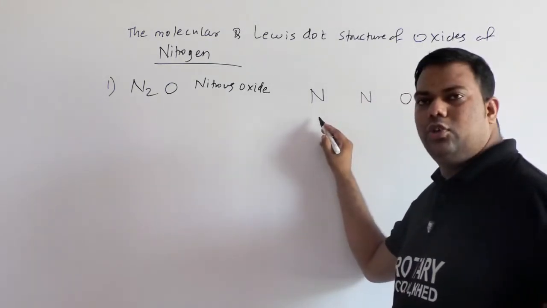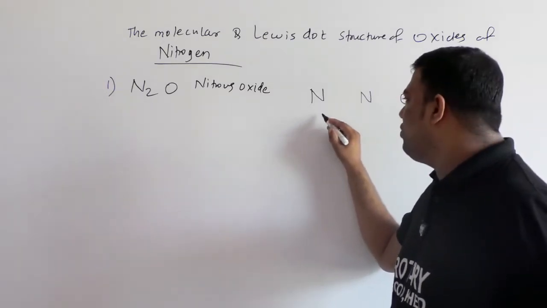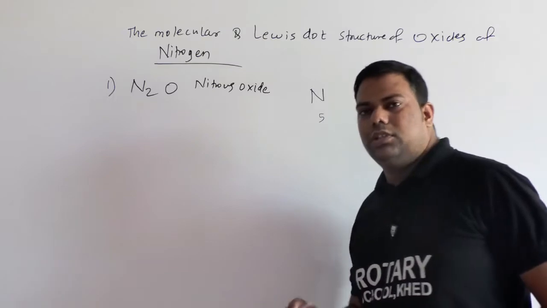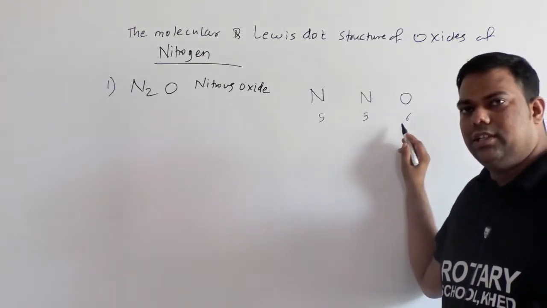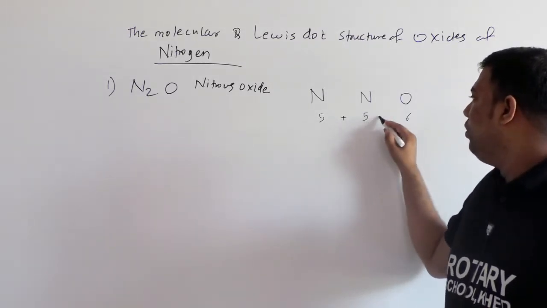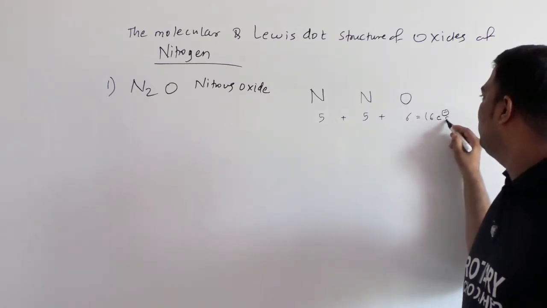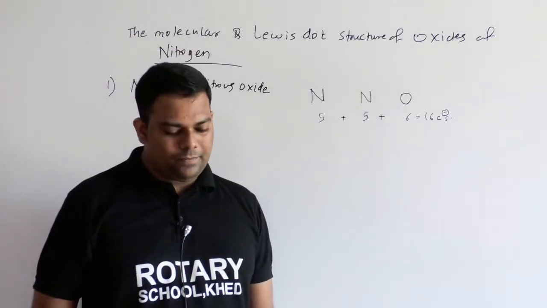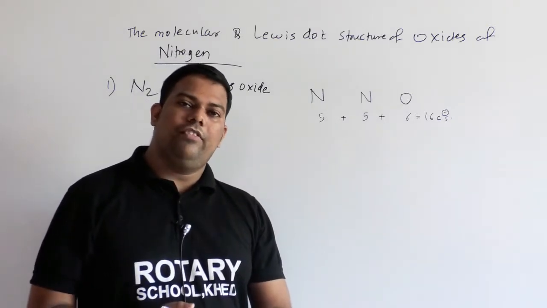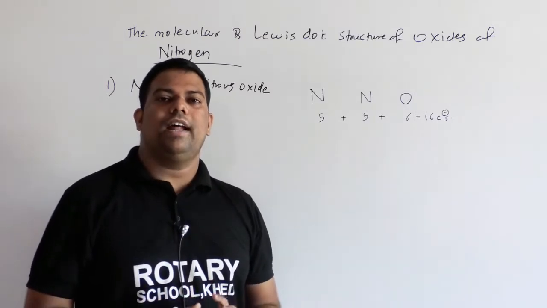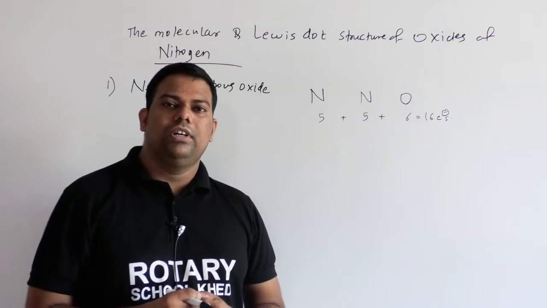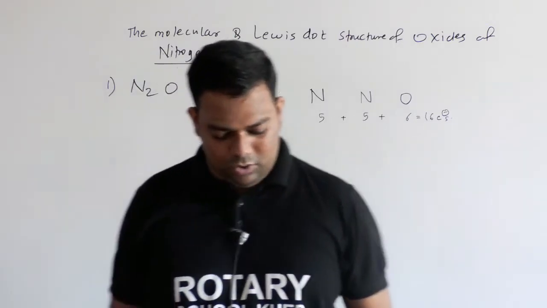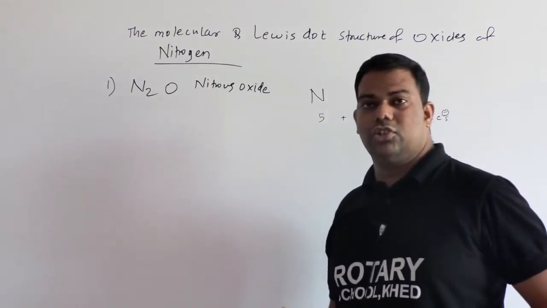Now you must know the valence electrons here: nitrogen 5, here also nitrogen 5, and here oxygen 6. So 5 plus 5 is 10, plus 6, 16. So in your structure, a total of 16 electrons must be present. Then and only then is your structure correct. Whatever I wrote is a skeletal structure, but every time you have to cross-check with the addition of their outermost shell electrons, and that many electrons must be present in your Lewis structure.